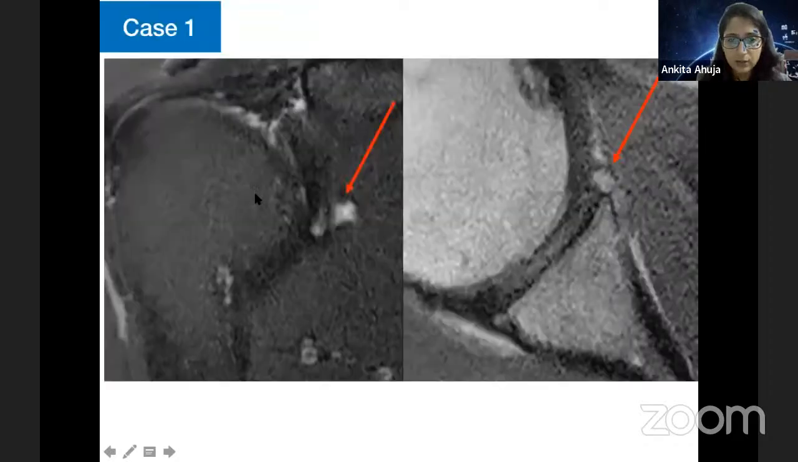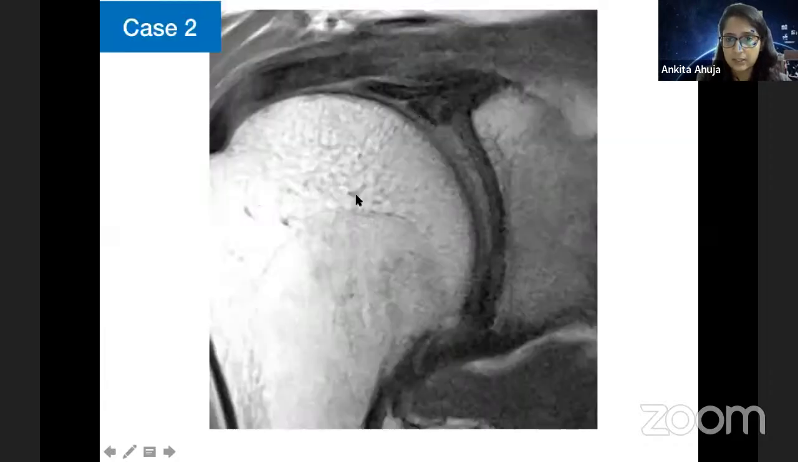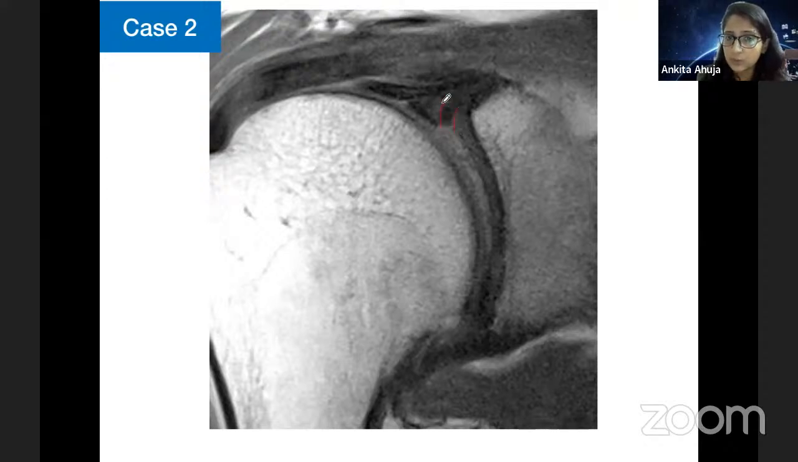But when you start to see the signal, like in this case, there is this signal which is not deep to the labrum, it is going within the labrum.